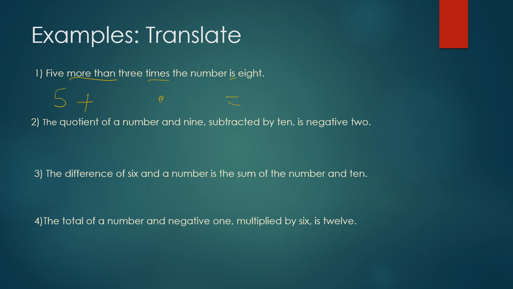Now we fill in the other pieces. 5 is simply 5. 3 times the number. When we have the number and we don't know what it is, we have to use a variable. For many problems, that variable is either x or n. When you're doing your homework, pay attention to what variable they want you to use. In this case, we'll use x. Is 8. So the expression or the statement 5 more than 3 times the number is 8 is the same as 5 plus 3 times x equals 8. That's it.